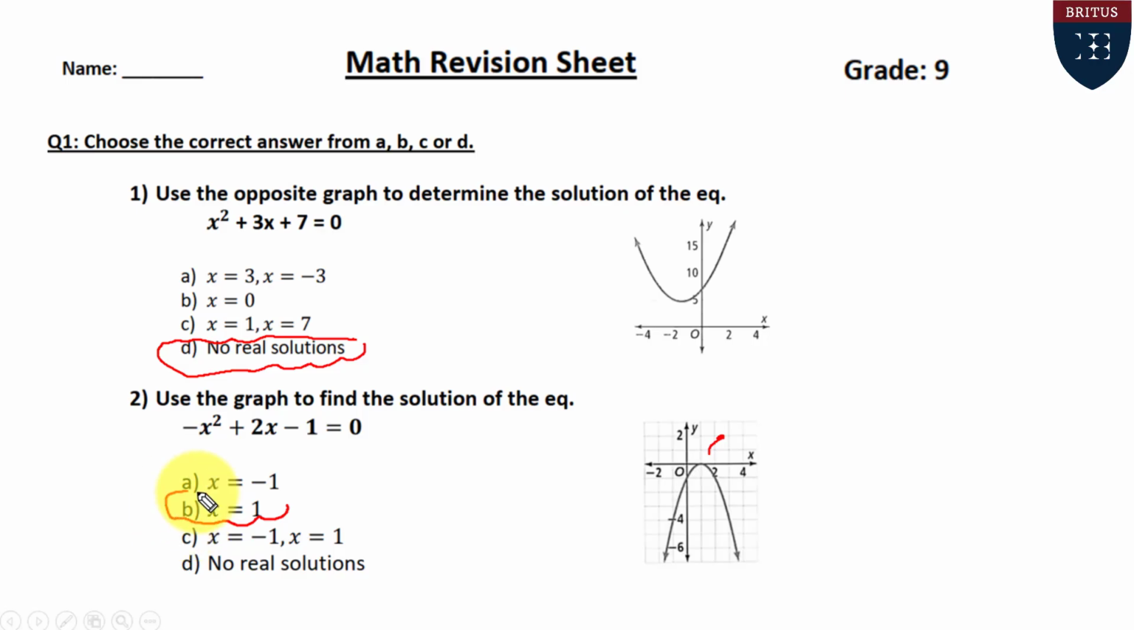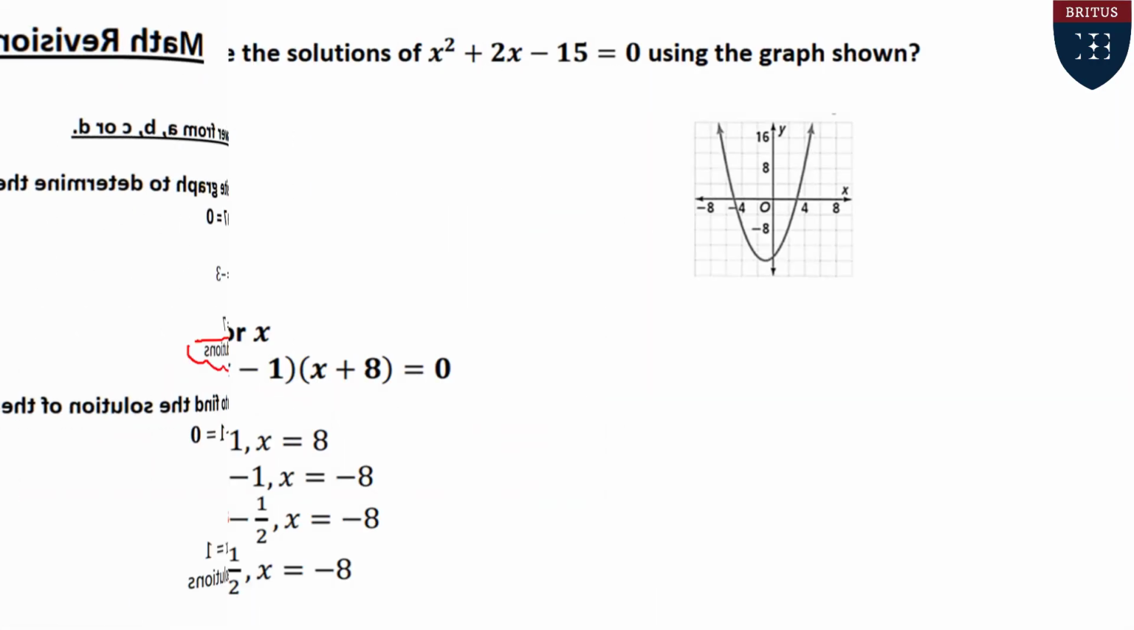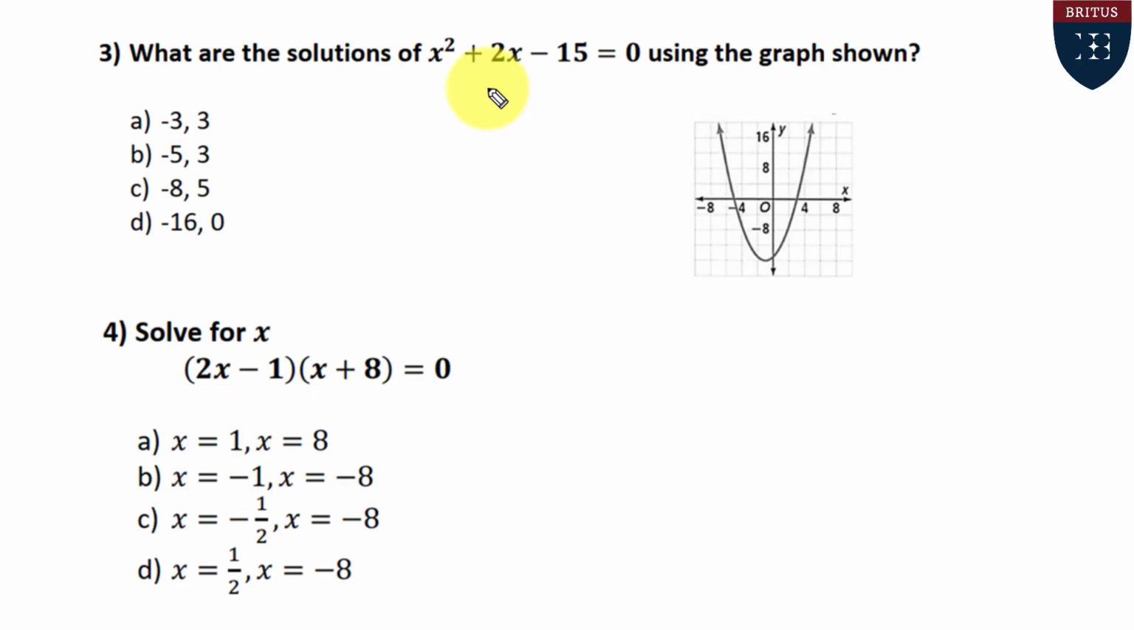Now x equals 1. Number 3, what are the solutions of x squared plus 2x minus 15 equals 0, using the graph shown? Just determine the intersection points with the x-axis. At the left, we have (negative 5, 0). At the right, we have (3, 0). Now, the values of x are negative 5 and 3. Now, the solution is B.